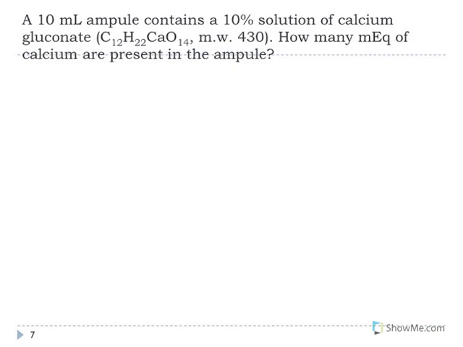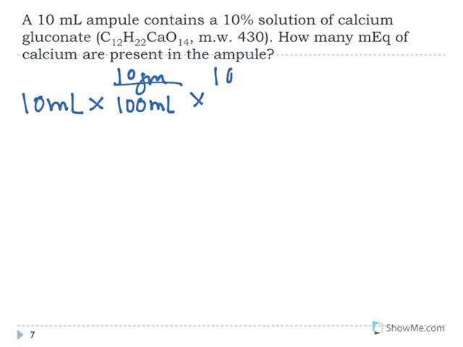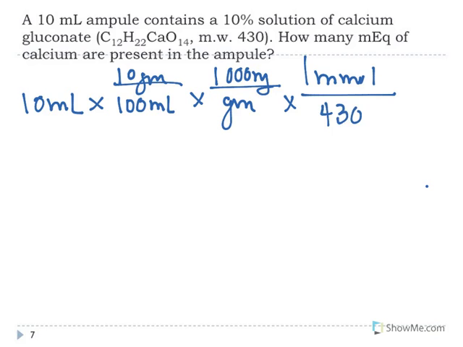So with that, let's go ahead and solve. We have a 10 milliliter ampule. We've got to convert first to a weight of some sort. We know that it's a 10% solution, so that's 10 grams per 100 mils. But we want to work in milligrams, so we're going to say that there's 1,000 milligrams in a gram. And then we're going to go ahead and convert to millimoles using our molecular weight. So for every millimole, we know that it's 430 milligrams. And we solve for 2.33 millimoles.